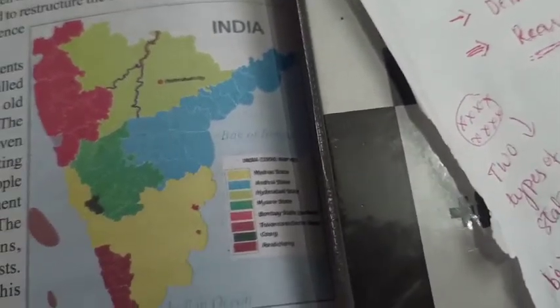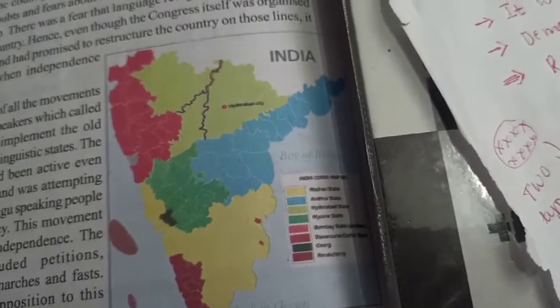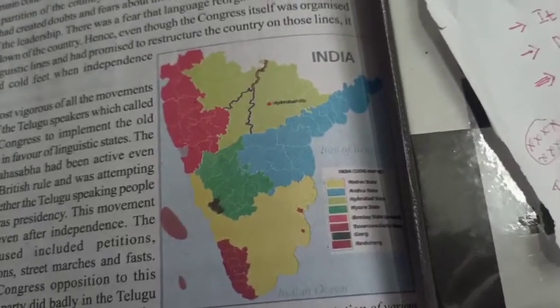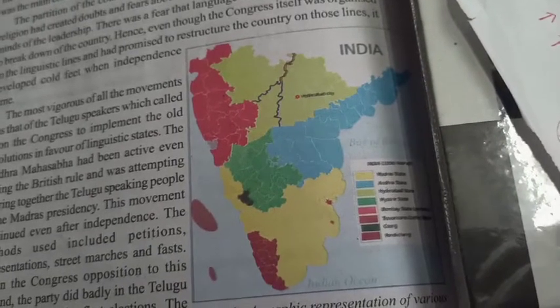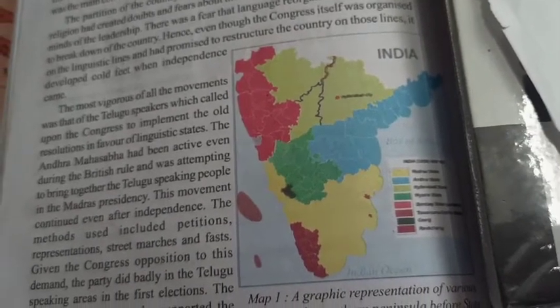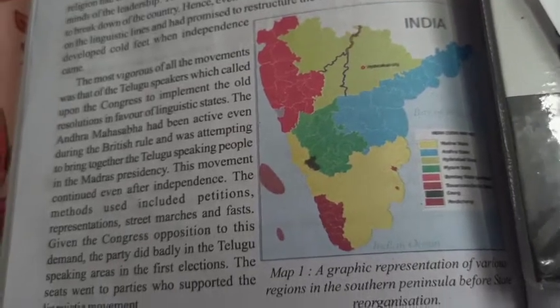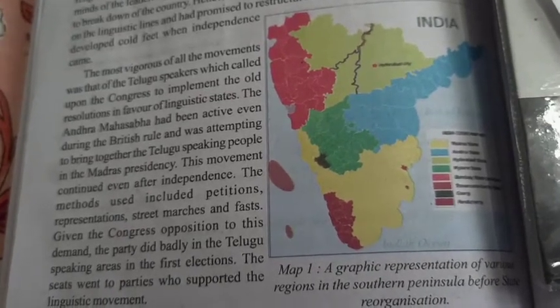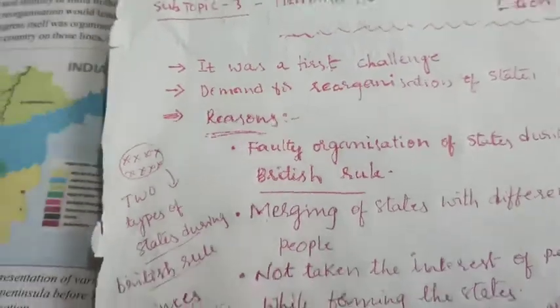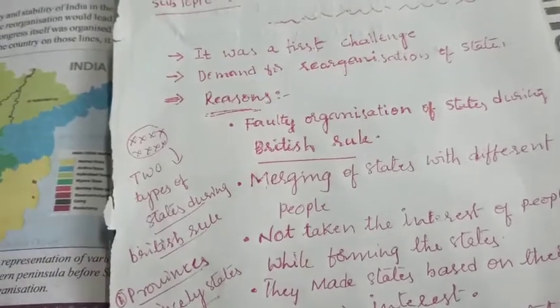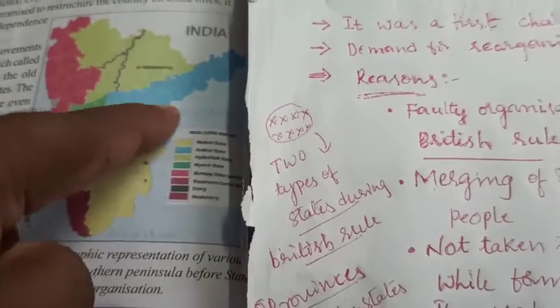Now the Andhra people started fighting with the help of the Andhra Mahasabha, an organization which was very strong, to bring the people speaking Telugu into a big movement. This movement continued even after independence. They conducted many massive political meetings and even street marches and representations. Their aim was to form a separate state. They would like to come out from Tamil people, because Tamil people were ruling this region.